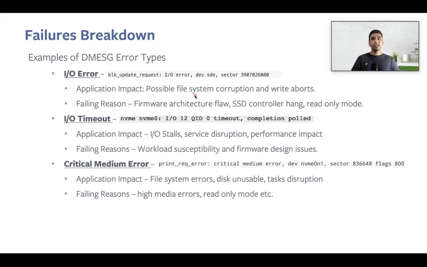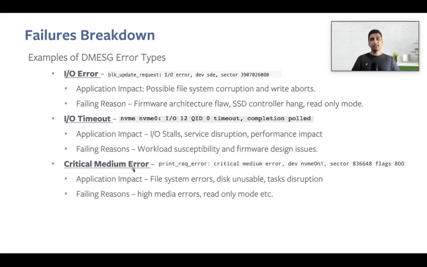The application impact because of these IO errors could lead to possible file system corruption and write aborts. The second example here is an IO timeout. Usually these happen due to workload susceptibility and firmware design issues within an SSD. The application impact of these issues could result in IO stalls, a complete service disruption, and a huge performance impact.